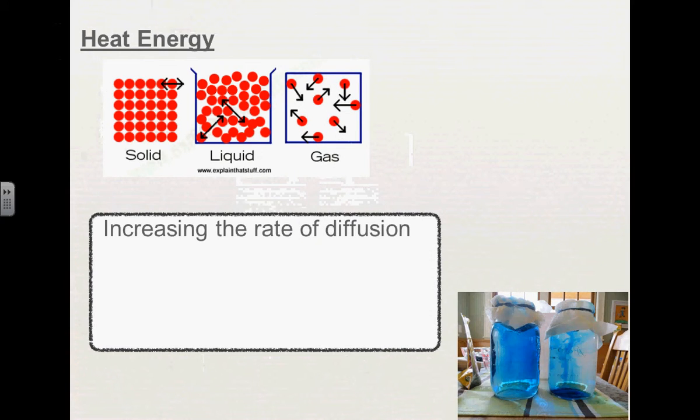So molecules diffuse at different rates depending on what they're in. So in a solid molecule, let's talk about heat first. When you heat up a substance, what's happening to the molecules that make up that substance?